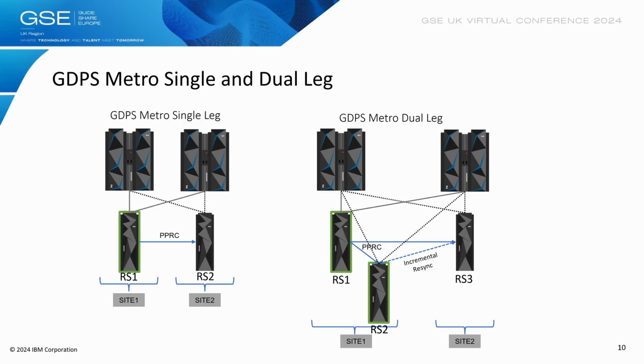Once the hyperswap is done, because of the hyperswap technology, the system can transparently continue doing IOs to RS2, and the mirroring can be resynchronized from RS2 to RS3 without having to do the full copy because of the incremental resync technology. So only the modified tracks of RS2 will have to be copied to RS3. In terms of disaster recovery capabilities, sysplex management, and system management, GDPS single leg and GDPS dual leg offer the same capabilities.